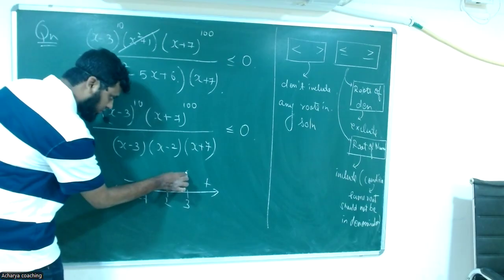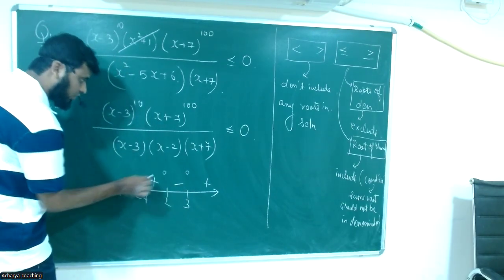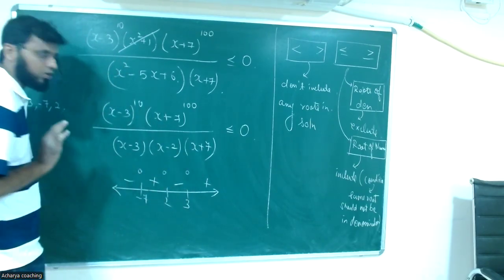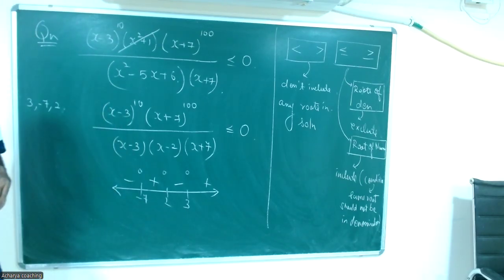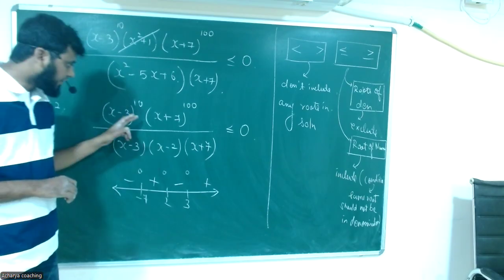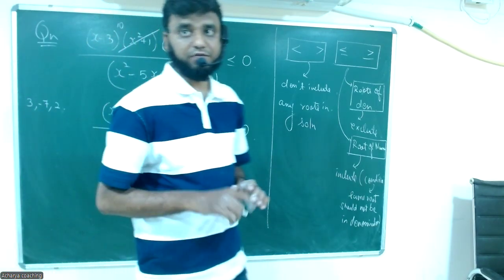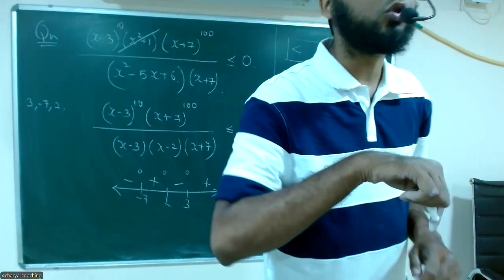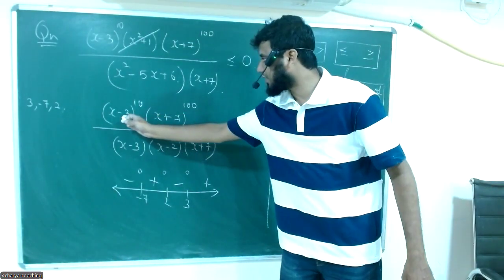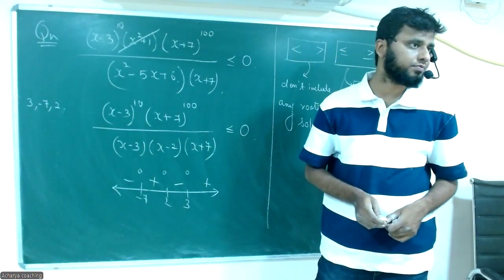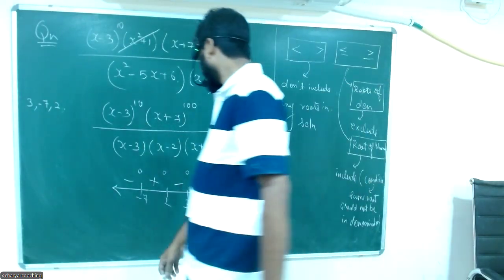3 I have to exclude, hollow. 2 I have to exclude, hollow. Minus 7 I have to exclude, hollow. Clear? Because always exclude the roots of denominator. If we have to include the roots of numerator, we have one condition for that. The same root should not be in denominator. So like that we don't have, because x minus 3 is here, but still x minus 3 is here. Clear?